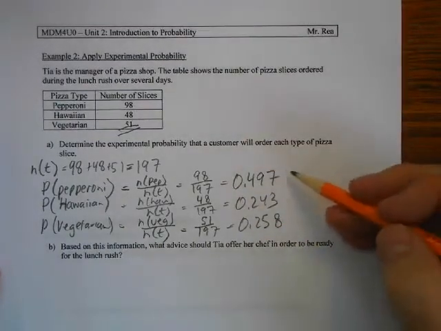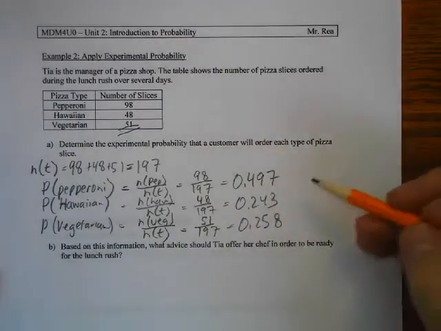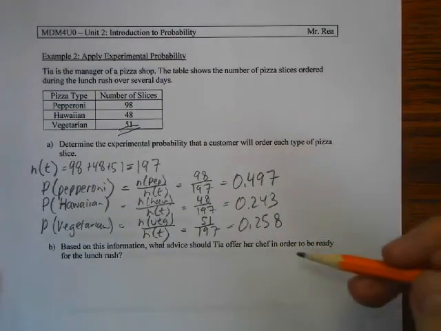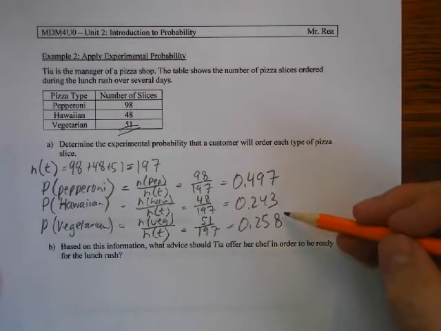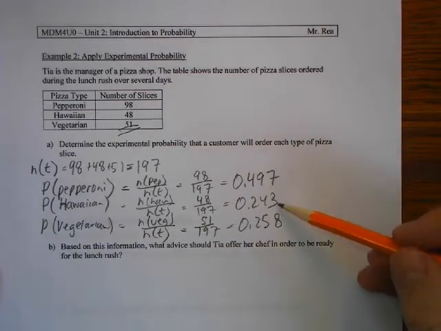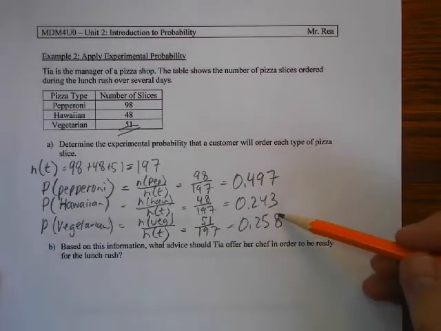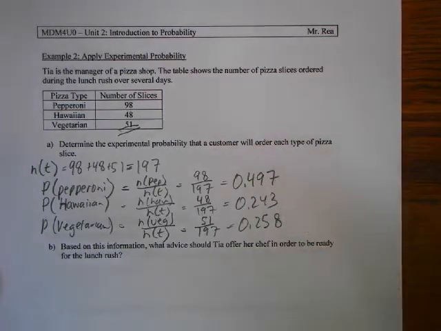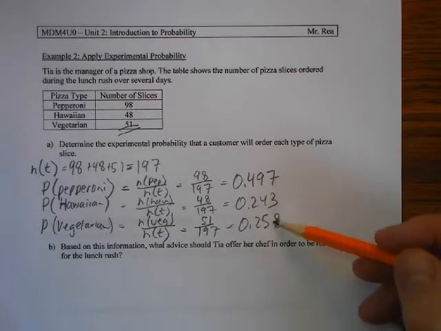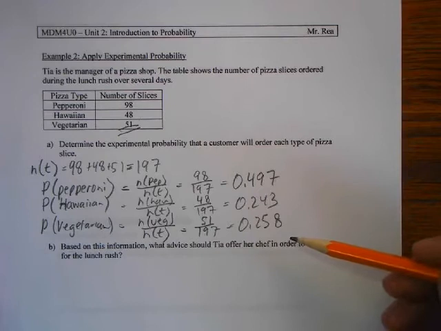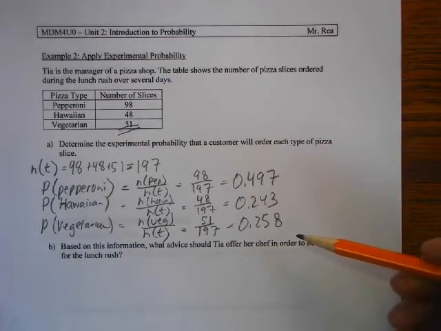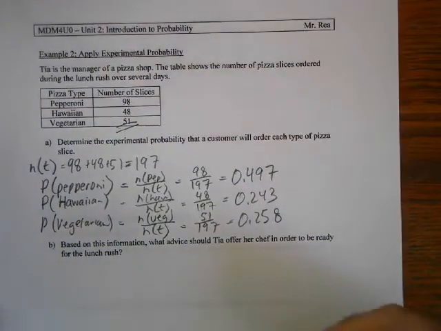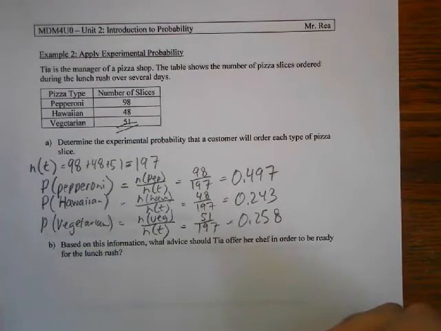Okay, so we could put this as a percent as well: 49.7, 24.3, 25.8. If we add these up, I don't think we're going to get exactly 1. I think it's going to be a little bit under just by looking at the last 3 numbers here. And that's to be expected because we rounded each of these decimals. You should be very, very close to 1, but you might be off by a couple hundredths of a decimal place, which is what we're off by.